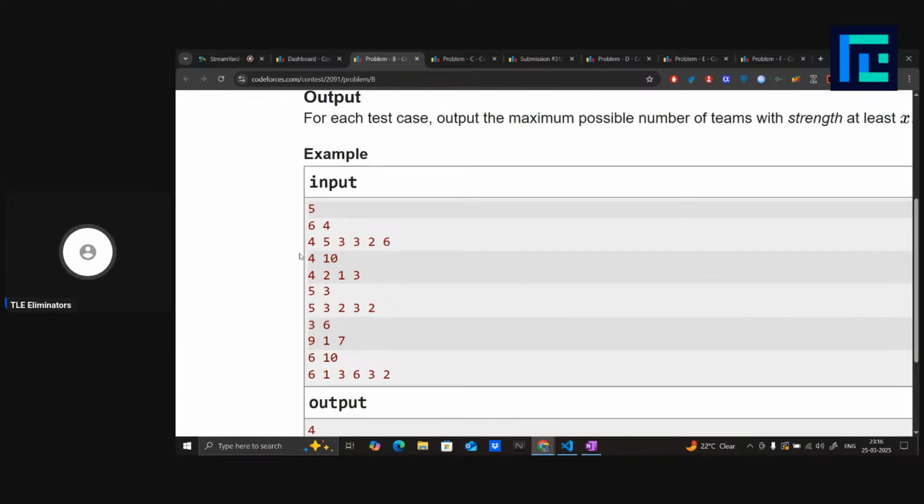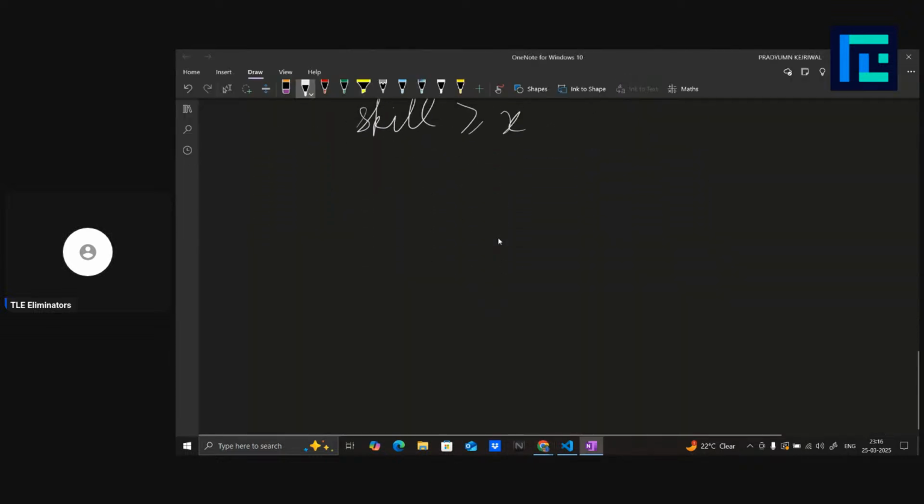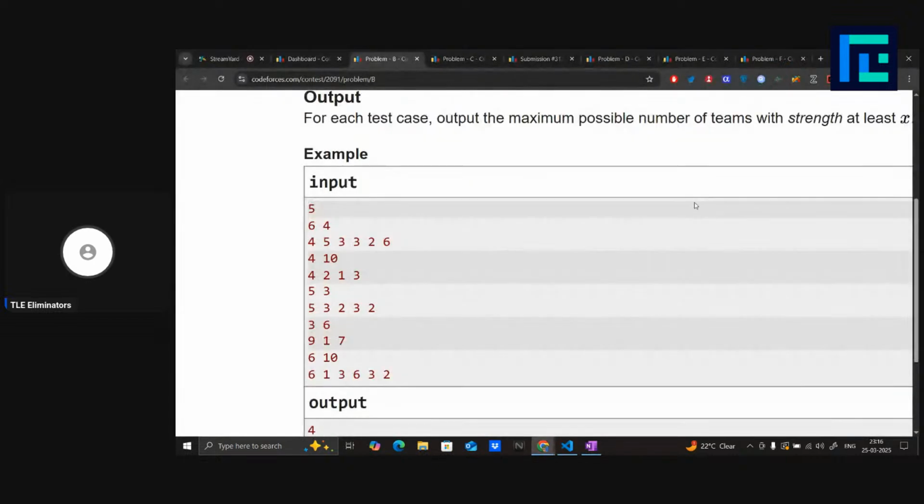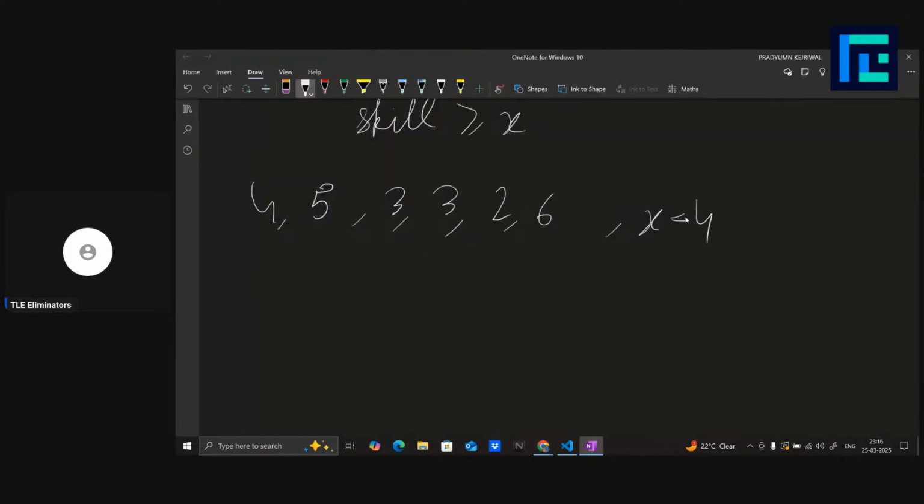So in this case, how did they get the answer? Maybe what they have done is 4, 5, 3, 3, 2, and 6. And x is equal to 4, right? So maybe one team is just 6. Then one team can be 4 and 5, right? Then what can another team be?